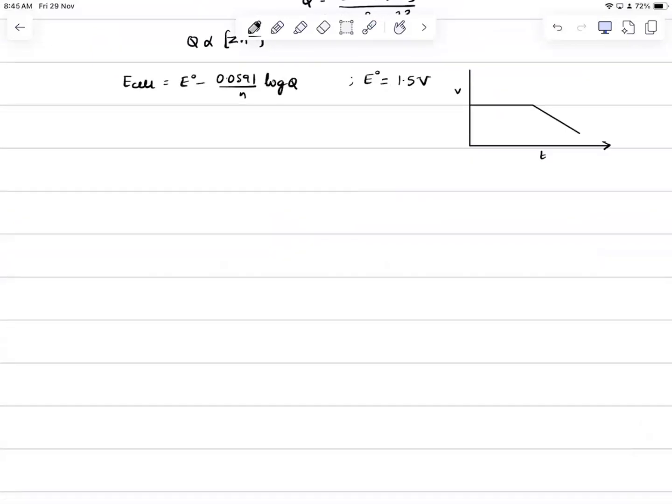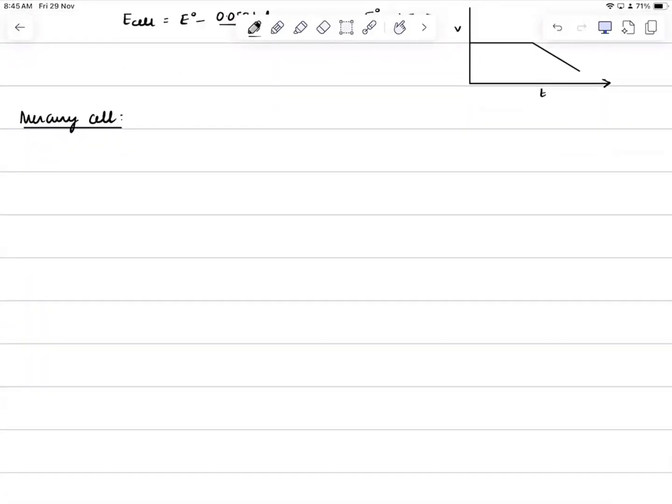Next one is the mercury cell. Mercury cell is suitable for devices such as hearing aids or watches, correct? So in such cases, we will use the mercury cell instead. In the anode part, instead of having only mercury, we'll take zinc-mercury amalgam, and we will have concentrated KOH added into it.